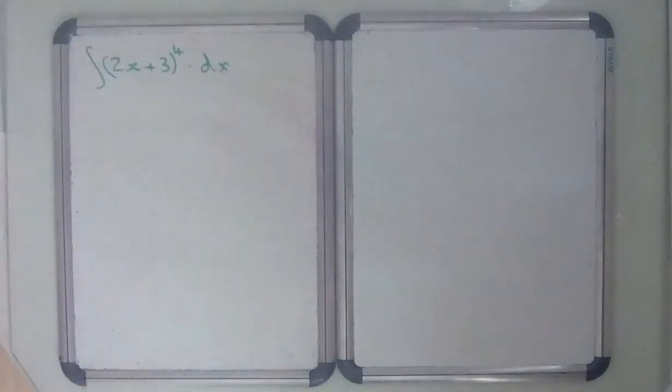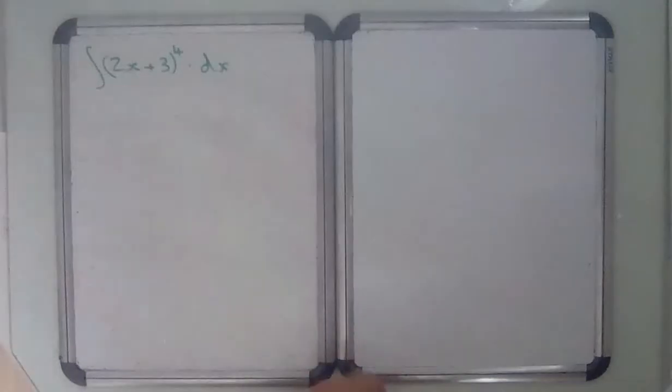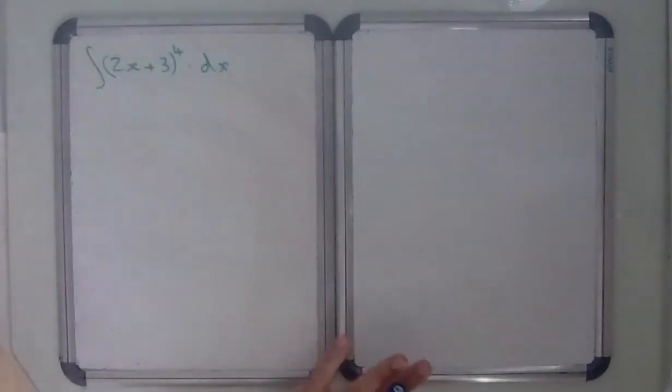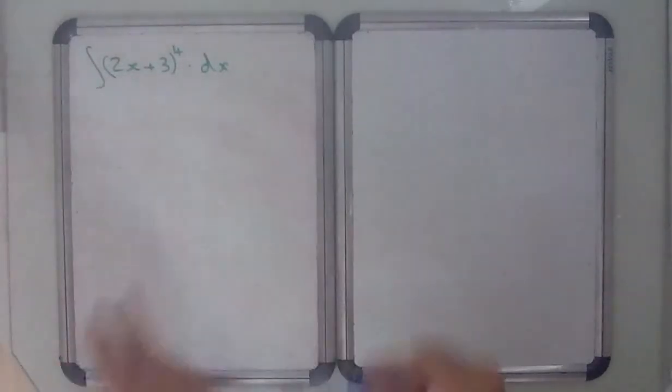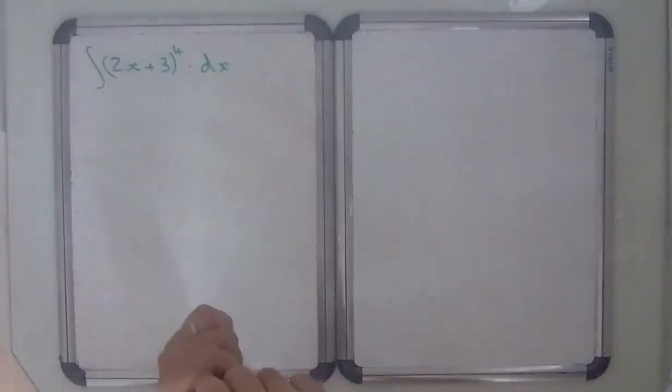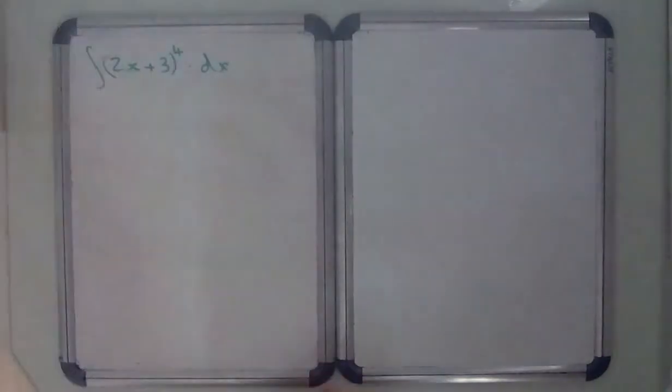Okay, here we need to find the integral of (2x + 3)^4 with respect to x. Now, when you get good at this, you'll be able to do it using shortcut methods. Personally, I think a u substitution is the best way to minimize the chance of you getting this wrong.